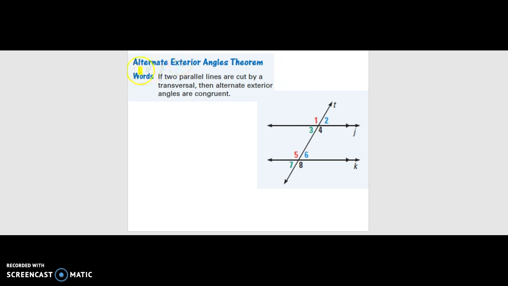Now, alternate exterior angles, right? When I look at those, 1 and 8 are alternate exterior angles, 2 and 7 are alternate exterior angles. What do we know about those? If two parallel lines are cut by a transversal, T being the transversal, then these alternate exterior angles 1 and 8 would be congruent, and these alternate exterior angles 2 and 7 would be congruent to each other.